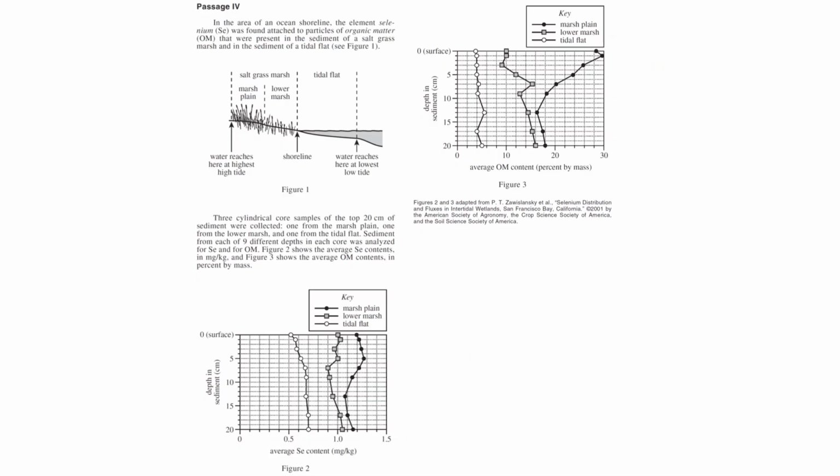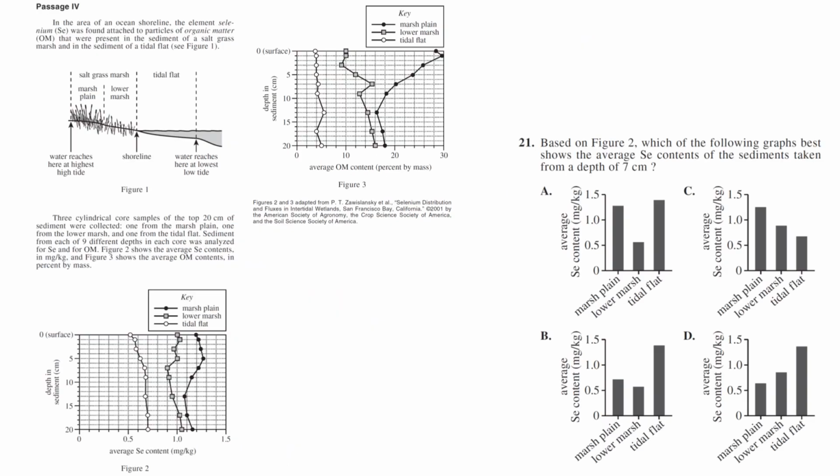All right, let's orient ourselves quickly to the passage. We're going to look at the italicized words, areas off the shoreline. They're looking at selenium and organic matter. Looks like the areas are marsh plains, lower marsh, and tidal flats. We have depth of the sediment and the average content. Figure 3, they're looking at the OMs, the organic matter, same areas, same depth. So really the only two differences between these two charts is one is looking at SE and one is looking at OM. Then we'll get straight to the questions.